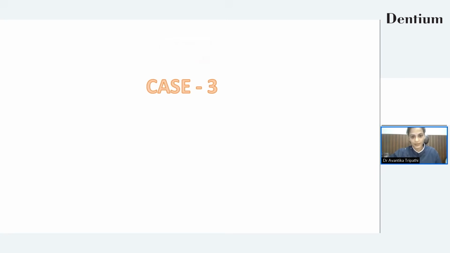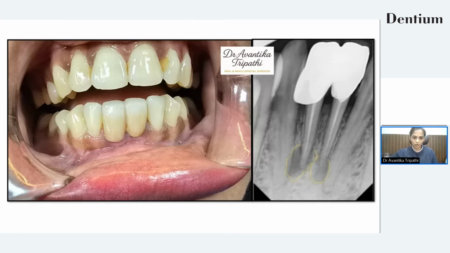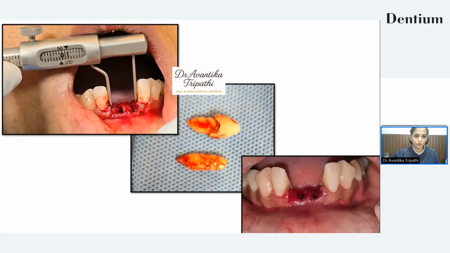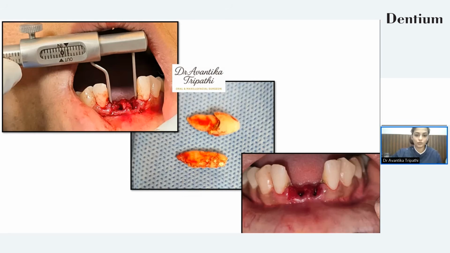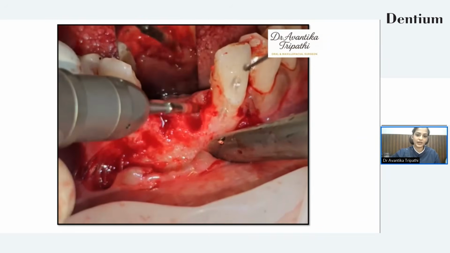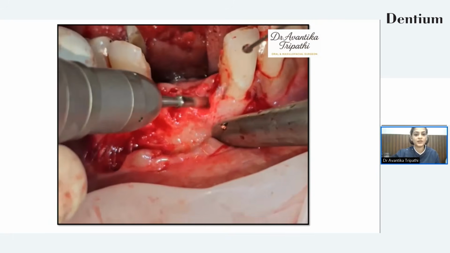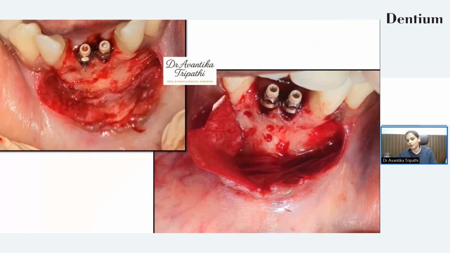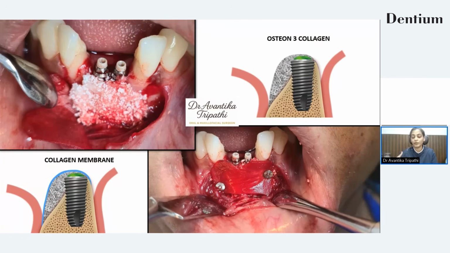Case 3 is of a young lady who had two ailing teeth, 3-1 and 4-1, which were indicated for extraction. So I removed them and curetted the area nicely. I cleaned the area, removed all the granulation tissue, and immediately placed two thin diameter tissue level implants in there. The main purpose of showing these cases is to make you understand that these thin diameter tissue level implants make the surgical workflow very simple and easy.